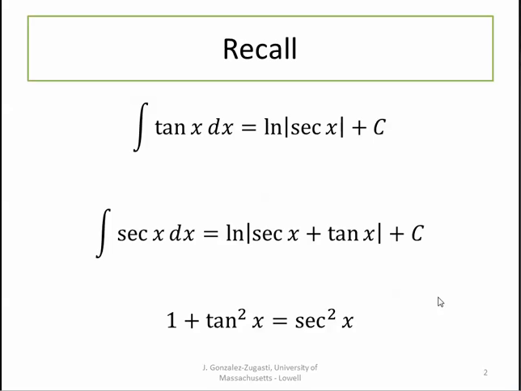First, that the antiderivative of tangent x is equal to the natural log of secant x. That the antiderivative of secant x is the natural log of secant x plus tangent x. And we need to remember the Pythagorean identity of 1 plus tangent squared x is equal to secant squared x.